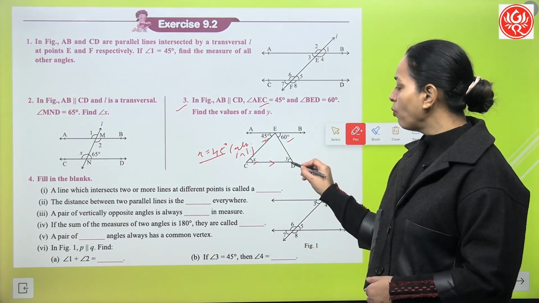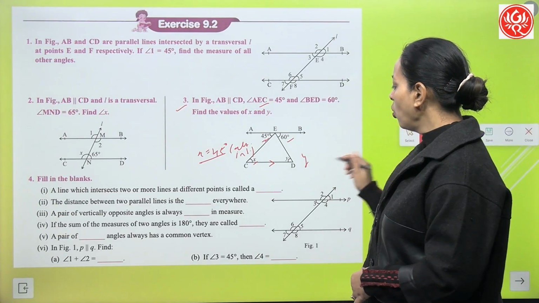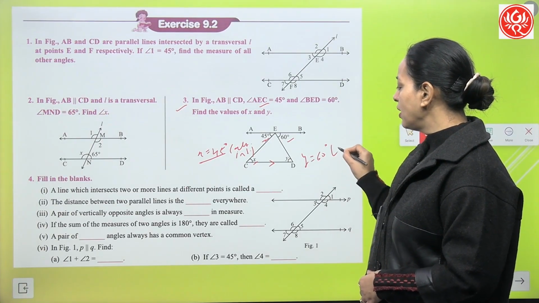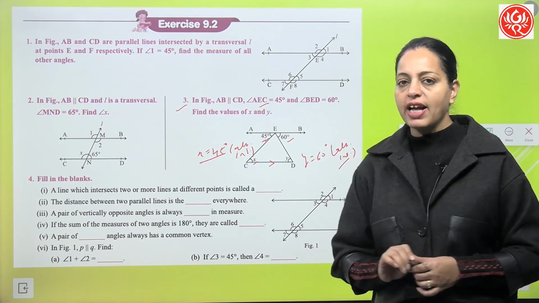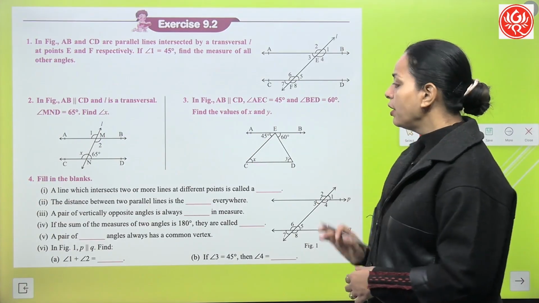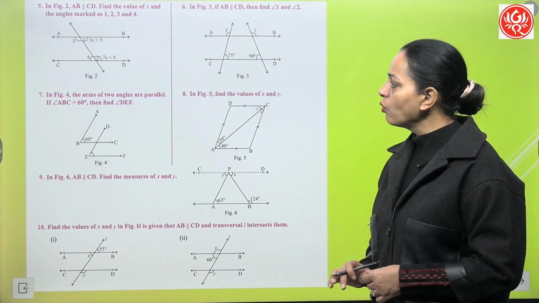Now what is y? y and 60 are equal because these are also alternate interior angles, right? I hope these are clear to you. Very simple. Now similarly you can try the filling the blanks. Now come to the next one over here.